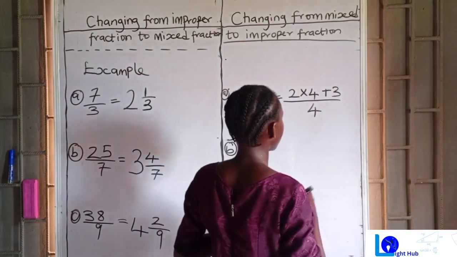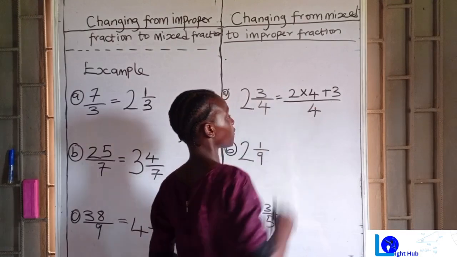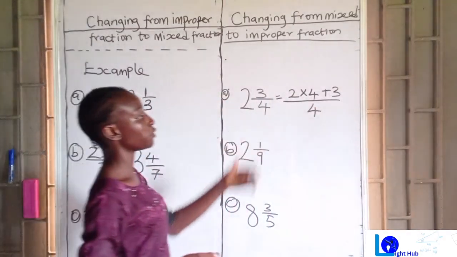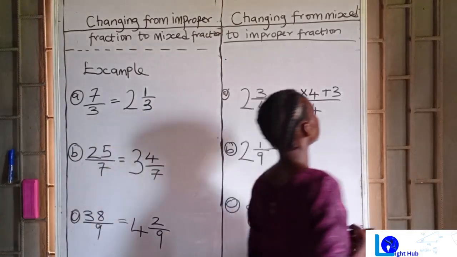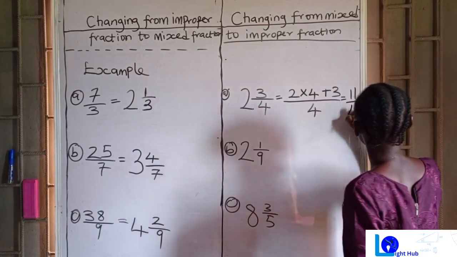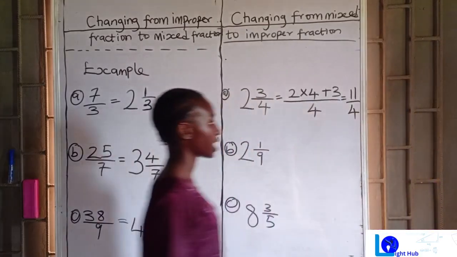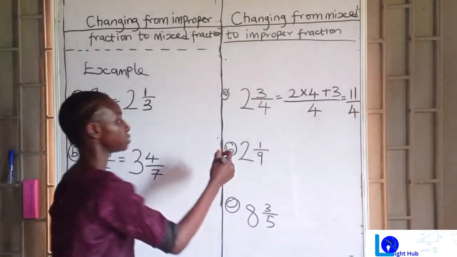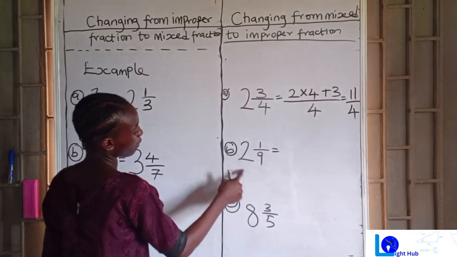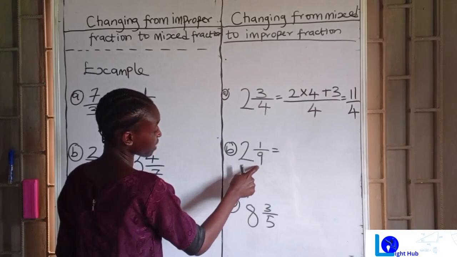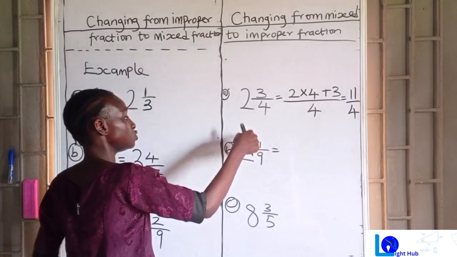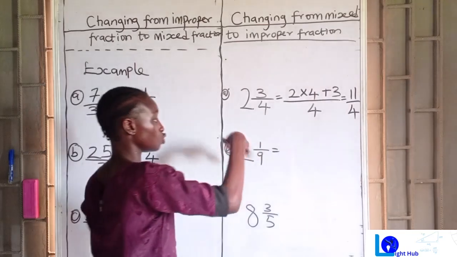So we move further. 2 times 4 is 8. 8 plus 3, 11. So we have 11 over 4 as our answer. If you don't get the first one, we have another example here. So the whole number, we multiply the denominator. After multiplying the denominator, you add it to this. Then that becomes your numerator.